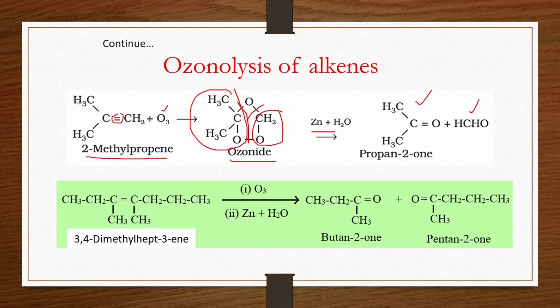Now see one more example. This is 3,4-dimethylheptadiene. Now in ozonolysis, first addition of ozone takes place, and then this ozonide reacts with zinc and H2O. You can write these two steps like this: first reaction with ozone, and second one is zinc plus H2O, and for the final product you can just break this double bond, and add oxygen with double bond to this carbon, and also oxygen with double bond to this carbon. We will get the product of this ozonolysis. This is butan-2-one, and this is pentan-2-one.